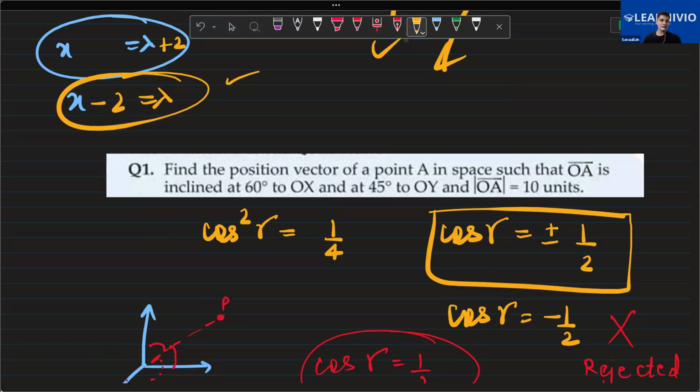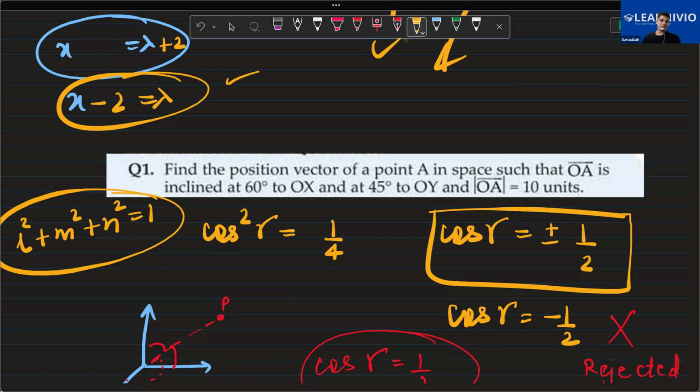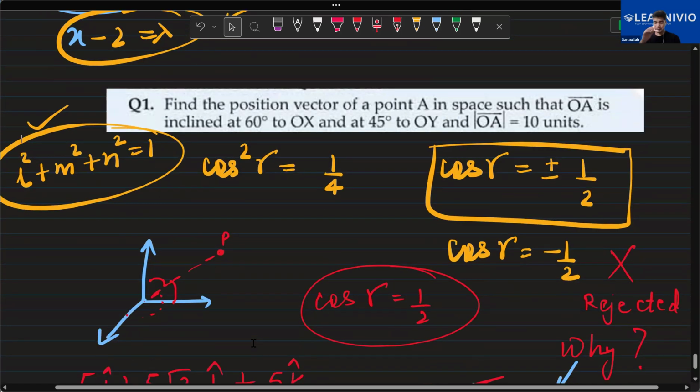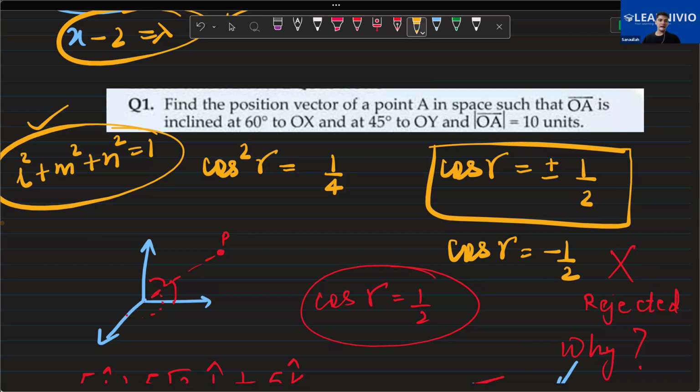See, l square plus m square plus n square is equal to 1. This you know. Yes, sir. Can you increase your volume? I think your system volume is low. So this l, and what is your l? l is cos alpha. What is m? m is cos beta. And what is n? n is cos gamma.